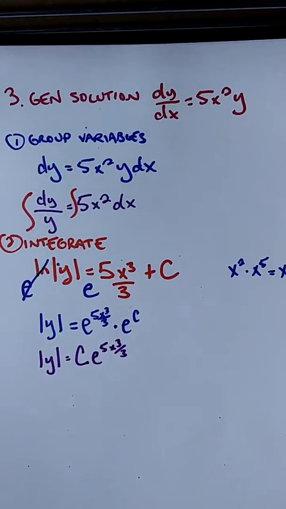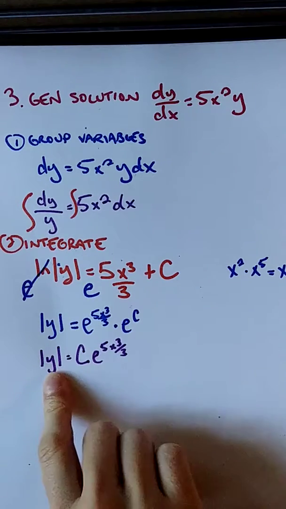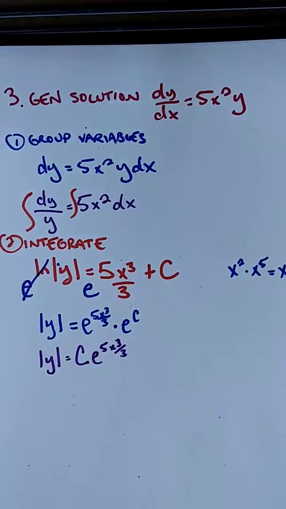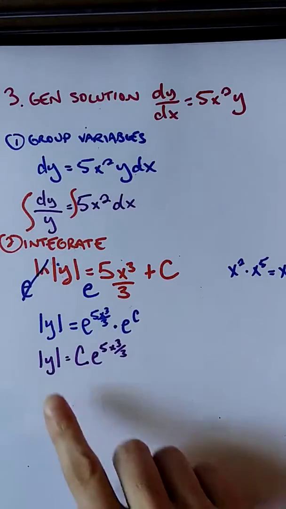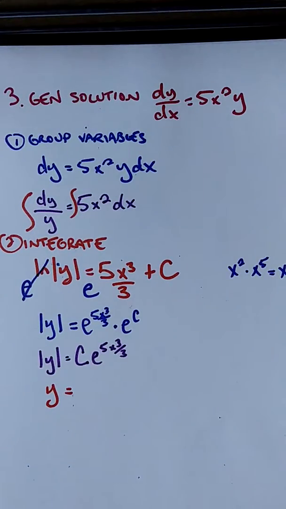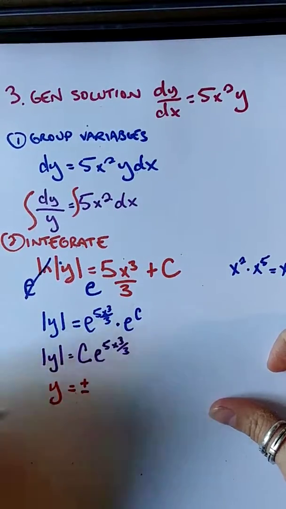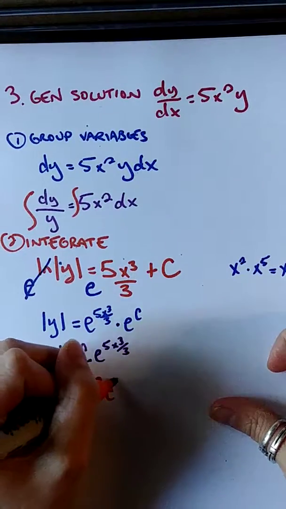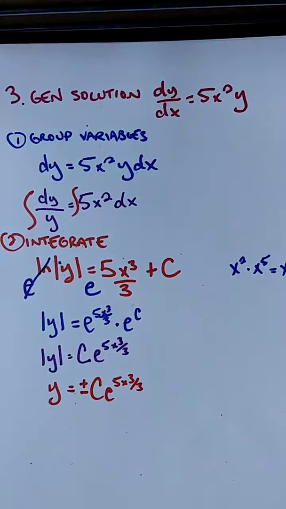Now, the very last thing I have to do to get y by itself is I have to get rid of the absolute value signs. And the way that I do that is by understanding what the concept of the absolute value means. It means that whatever is inside here, this y value, could be a positive number or it could be a negative number, and no matter what it is, I'm going to get a positive answer because of the absolute value. So because it's possible for this number to be positive or negative, if I take the absolute value signs away, I have to show that this could be positive or negative. So I can put a plus or minus here. So I have plus or minus c times e to the 5x cubed over 3.